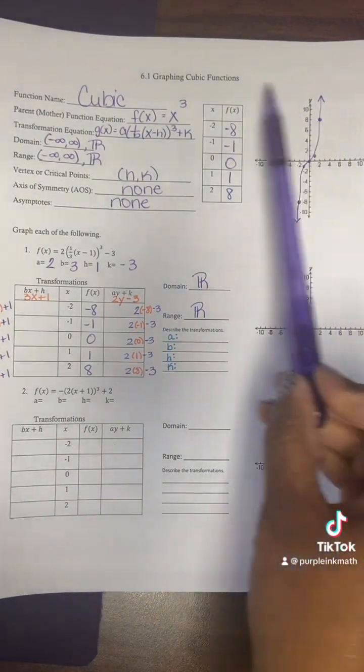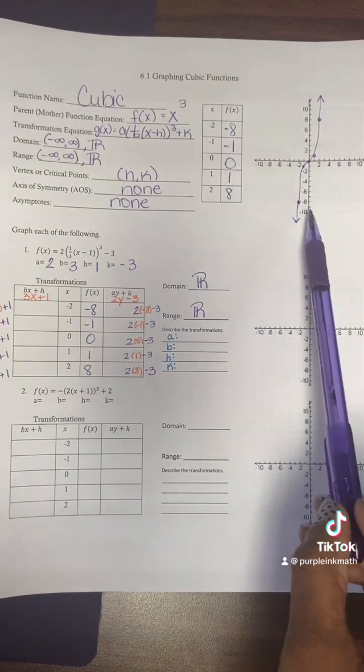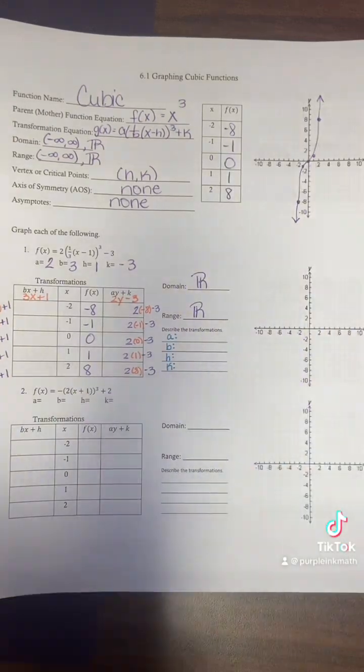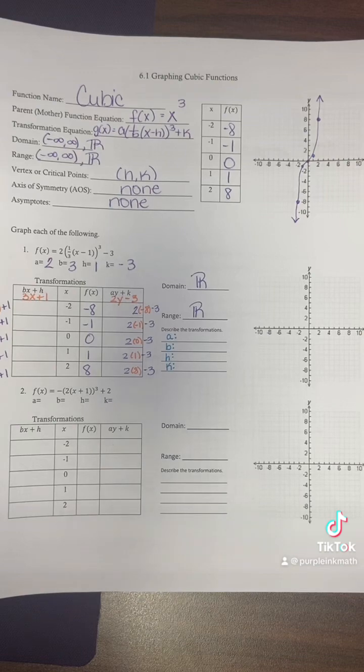So here is my parent function. Here are my home points. And this is what my cubic function looks like. Now we want to transform this.